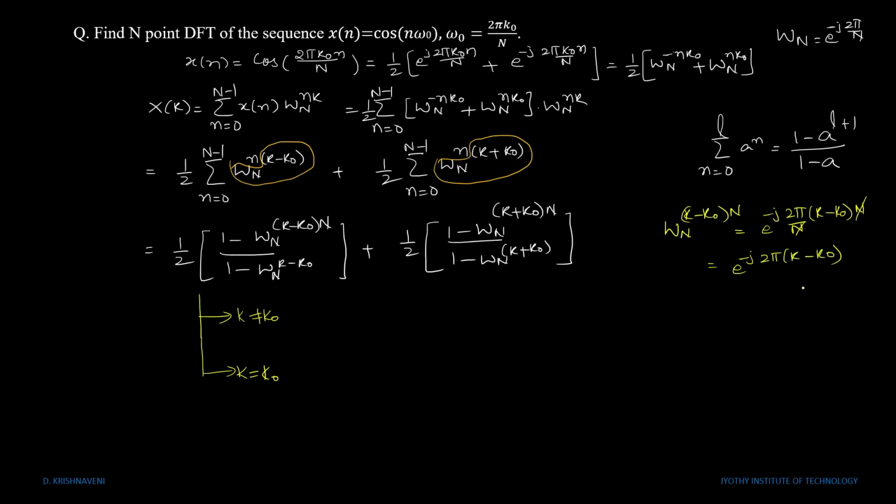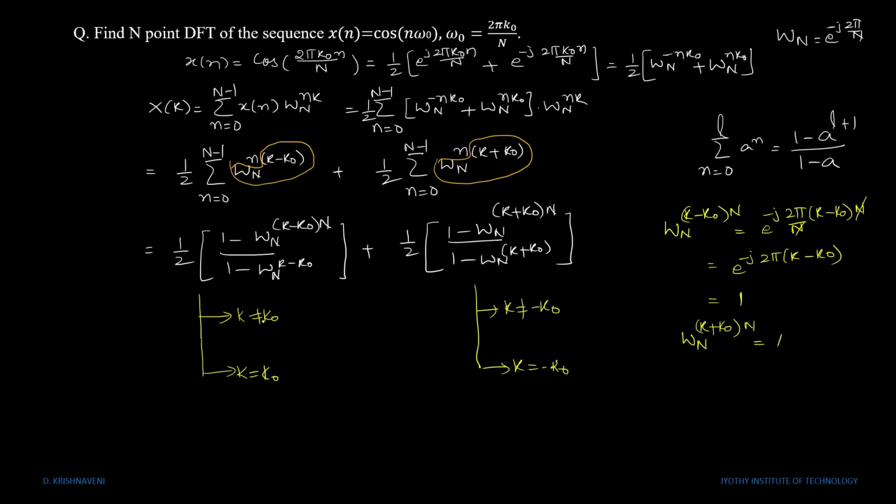That means theta is an integral multiple of 2 pi, so sin theta will be 0 and cos theta will be 1. So the answer is 1. Similarly, in the second case also, WN to the power of (k plus k naught) n is equal to 1. So here we would have got the numerator equal to 0 in both the cases, and the denominator will become 0 when k equal to k naught in the first case and k equal to minus k naught in the second case. So in the second case, k is not equal to minus k naught is one condition, and k equal to minus k naught is the second condition, because at k equal to minus k naught this denominator will become 0.